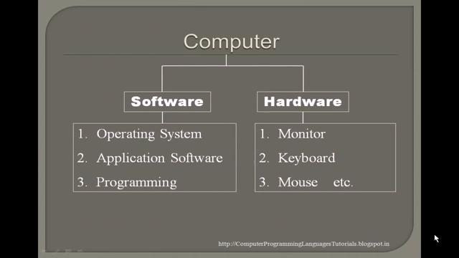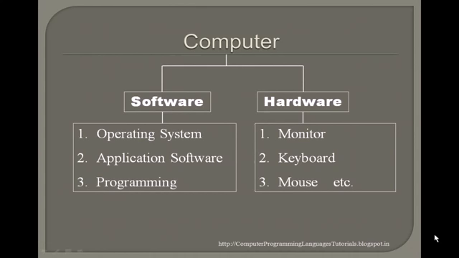Software is divided into three major parts. The first part is the operating system. As you know, the operating system is a basic part of your computer system. If you don't have an operating system installed in your computer, then you can't do anything with the computer.